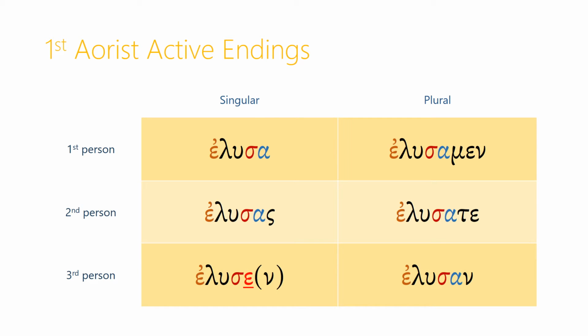So here are some examples of the forms of luo in the first aorist. Now we've added on the augment at the beginning of the verb stem. So in the first person we have elusa, then elusas, eluse or elusen, elusamen, elusata, and elusan.